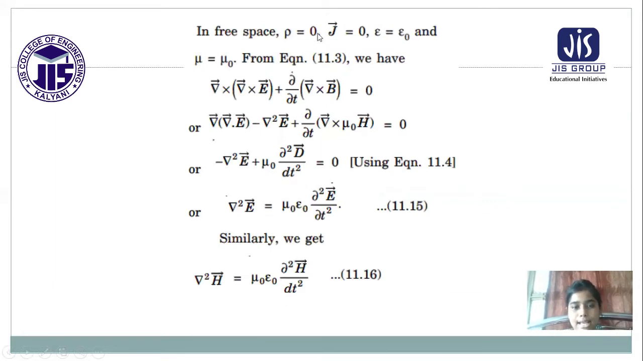Now in free space, as we know, rho is nothing but the volume charge density, which I said in my last lecture, and the current density is 0. Now mu equal to mu naught. So nabla cross E plus del t nabla cross B equal to 0, and del t of nabla cross mu naught H equal to 0. Here, since nabla dot E equal to 0, therefore nabla square E equal to mu naught epsilon naught del square E by del t square.